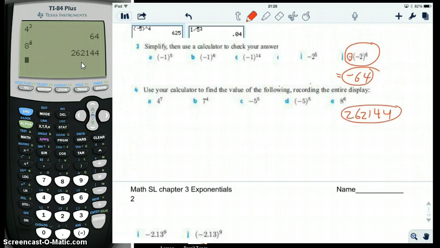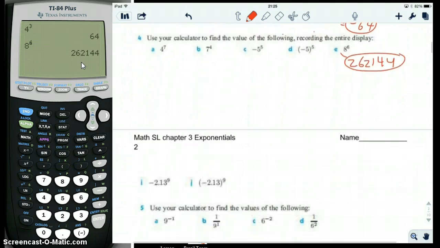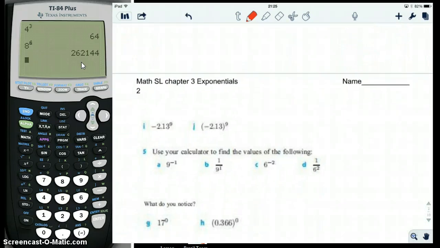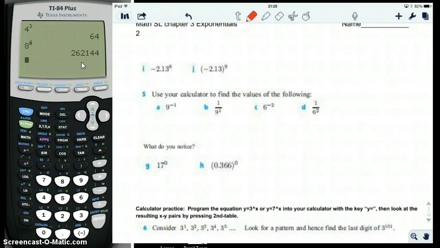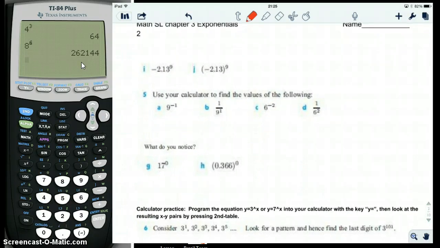262,144 is the answer for E. Okay. And on these, I'm asking you to do them all. I already cut some out, as you can see. Okay, so these two here, let's see.